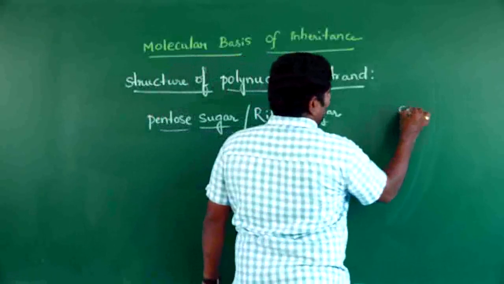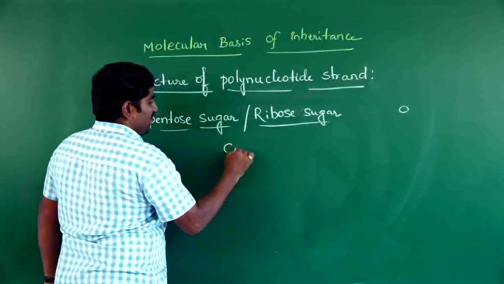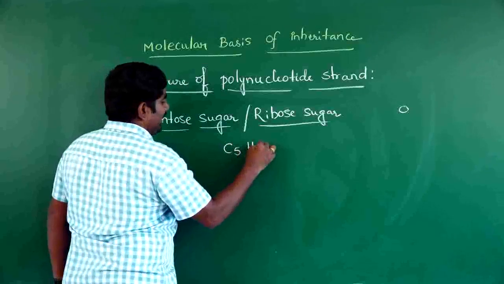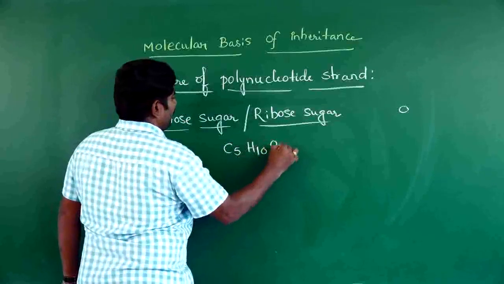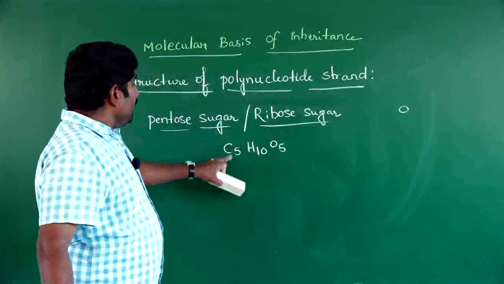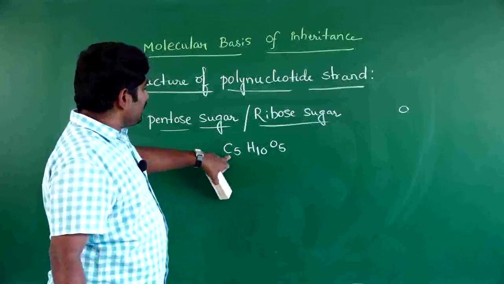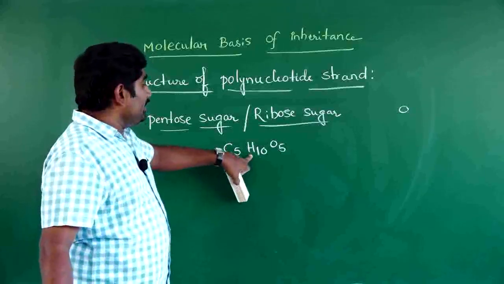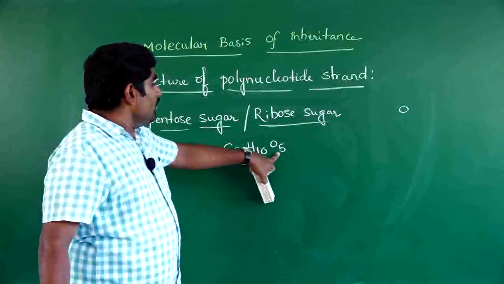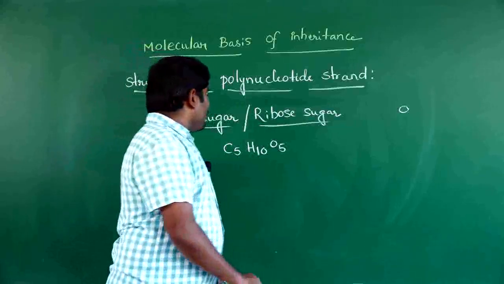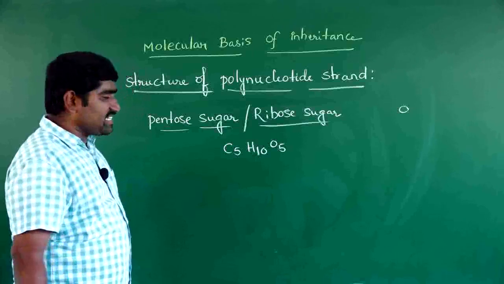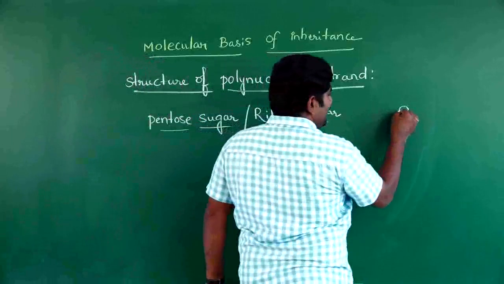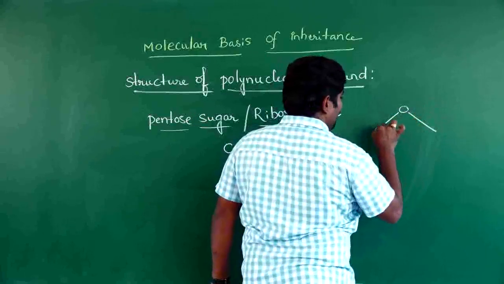Pentose sugar is made up of 5 carbons, 10 hydrogens and 5 oxygens. So the formula of ribose sugar is C5H10O5. So this is the structure of ribose sugar.